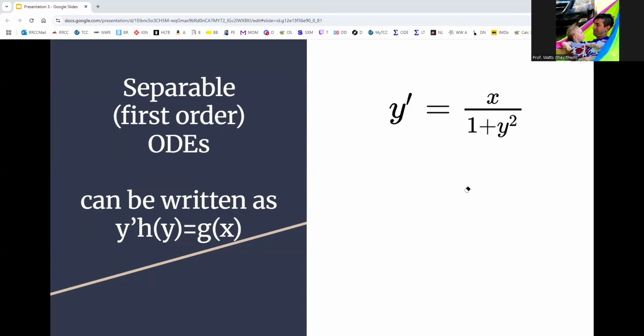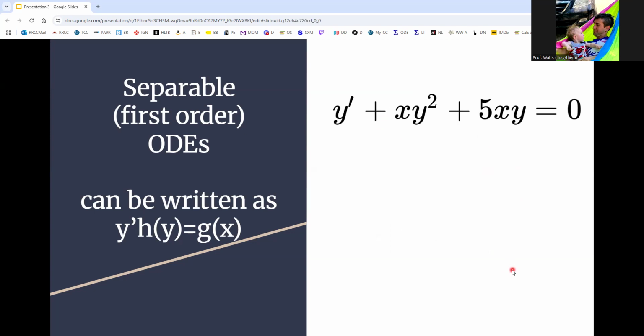Here we see an example of a separable first order ordinary differential equation. Also notice that it is nonlinear because of the y squared. And we can separate this one by multiplying both sides by that denominator expression, 1 plus y squared. If we do that, then we get the 1 plus y squared times y prime on the left, and then the x on the right. And in that case, h of y is 1 plus y squared and is multiplied by y prime, and g of x is just x. So that's an example of a separable first order nonlinear differential equation and the separation process.